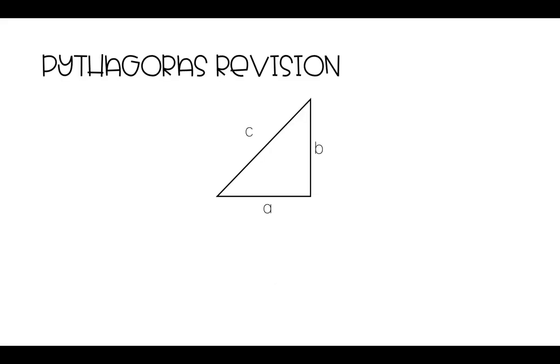Let's just quickly do some Pythagoras revision before we continue. To find the length of C, remember that C equals the square root of A squared plus B squared. Now, if I change A and B out and say that this length is x2 minus x1, and this length here is y2 minus y1, this is still the A length, and this is still the B length.